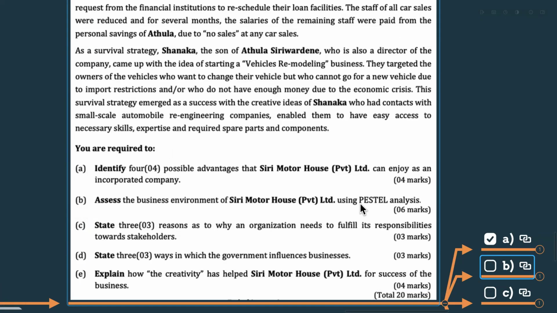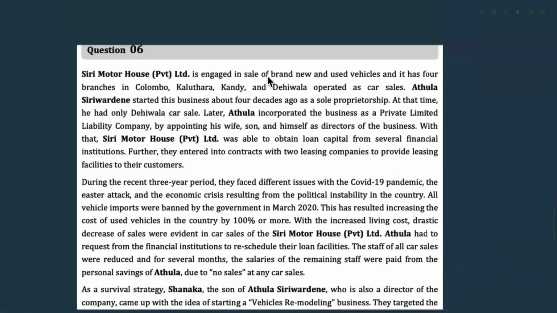Then you have to write the opportunities and threats, because with PESTLE we are going to analyze the macro environment. So you have to write about the opportunities and threats from the case study. That's it. Let's read the question.